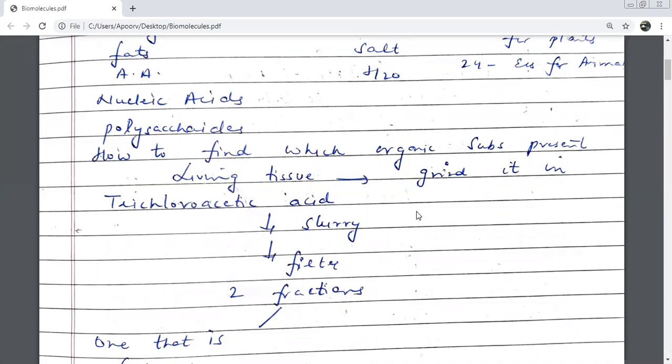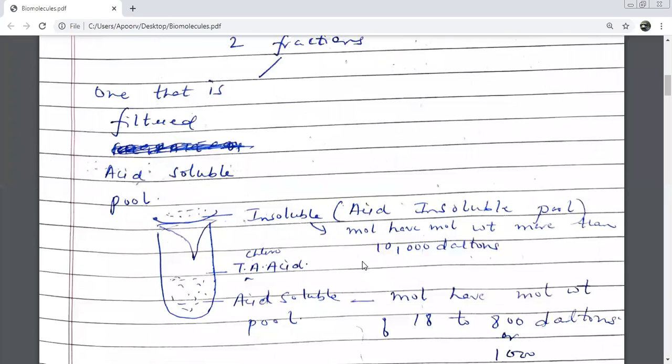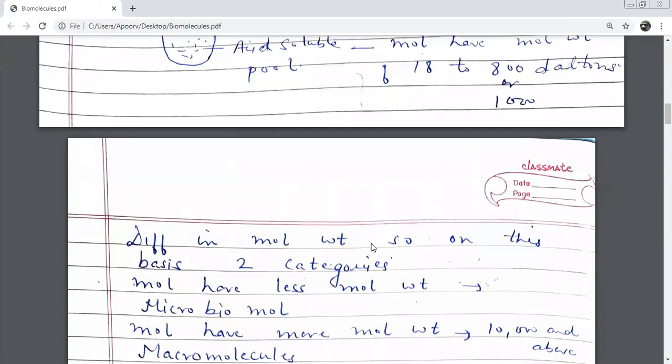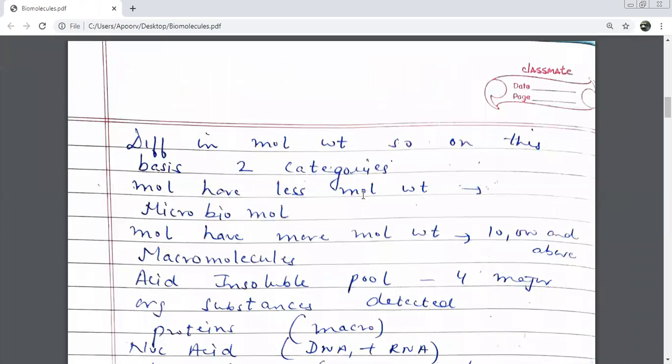And we are going to dissolve it in which acid? Trichloroacetic acid. So we will get a thick paste, which is called slurry. Then we will filter this. And when you filter, beta, you will get two parts. One part which will be soluble in the acid, this is known as the acid soluble pool. And one part which is insoluble in the acid, and that is known as acid insoluble pool.